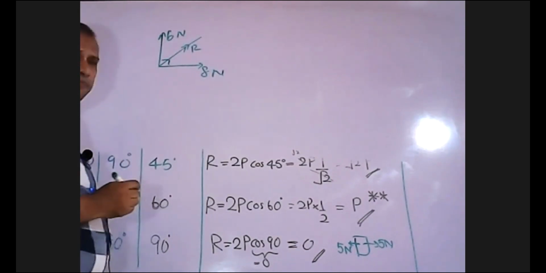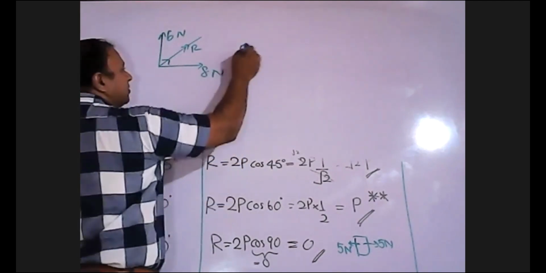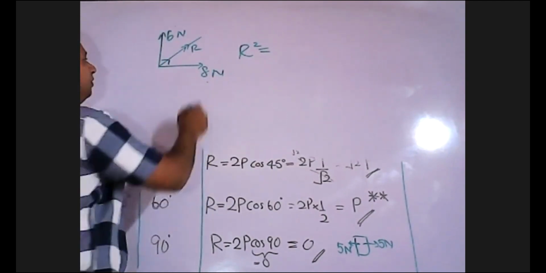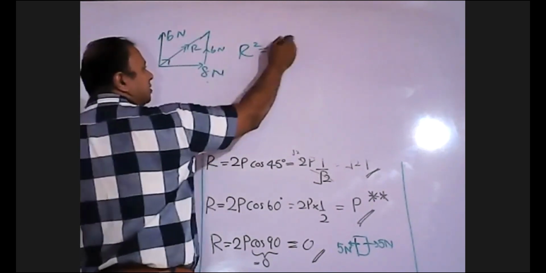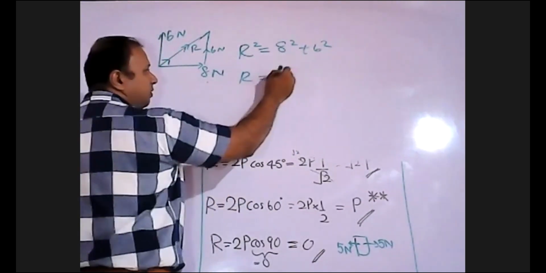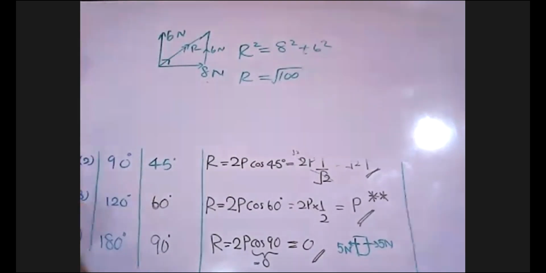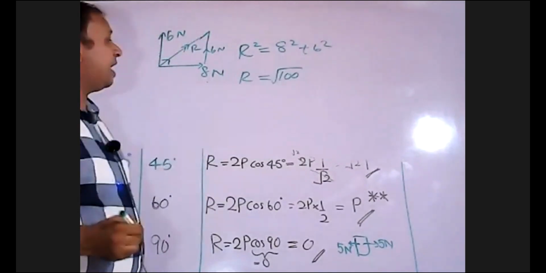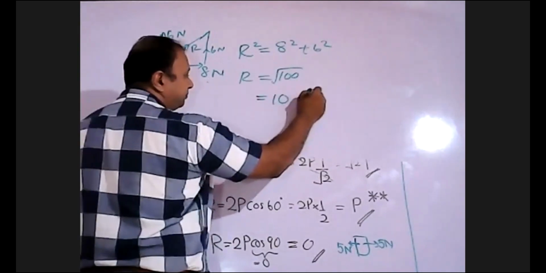That means you can simply take the R using the Pythagoras theorem, no? So R squared is equal to 8 squared plus 6 squared, because 6 is something like here. Therefore, R squared is equal to 8 squared plus 6 squared. That means R is equal to the square root of 100. Because this is 64, 64 plus 36 is 100. Therefore, R is equal to the square root of 100. That means 10 Newton.